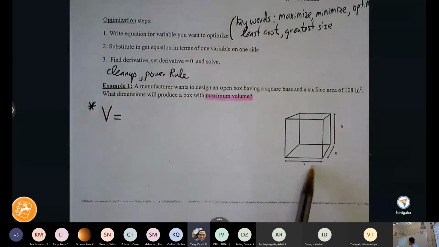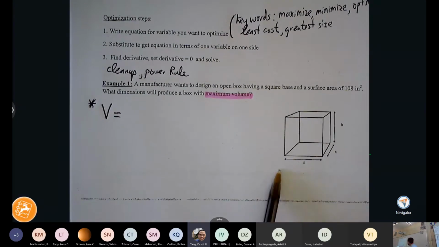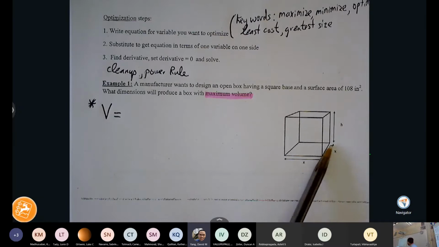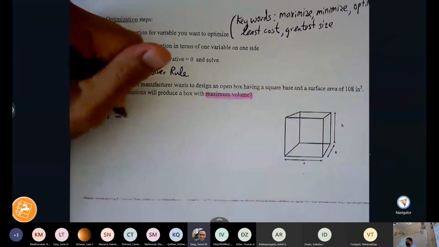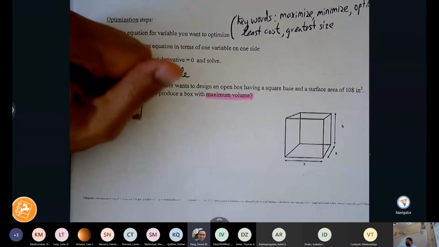So what's the volume formula of a rectangular box? Length, width, and height. Right. So here, length is x, width is x, height is h. So x times x times h, which is x squared h.